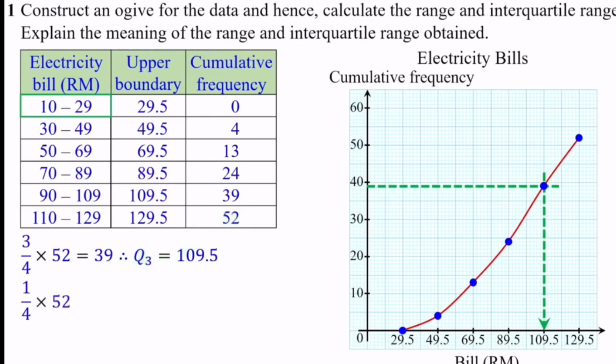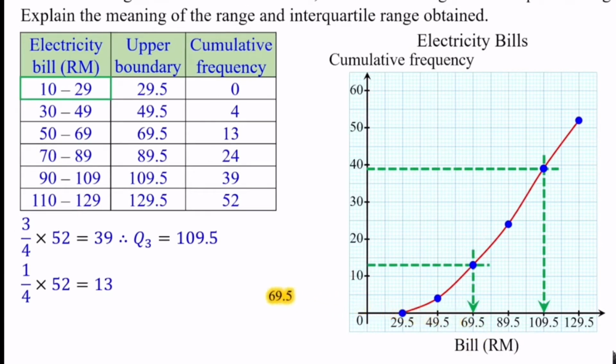Now let's find out the first quartile, which is 1/4 times the total, which is 52. So we get the 13th cumulative frequency. Let's draw the horizontal line and read down to the upper boundary, and the first quartile is 69.5.